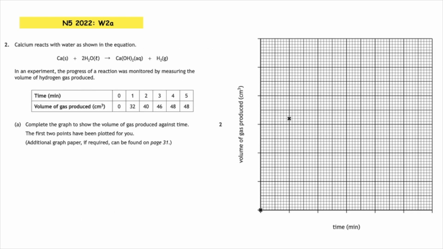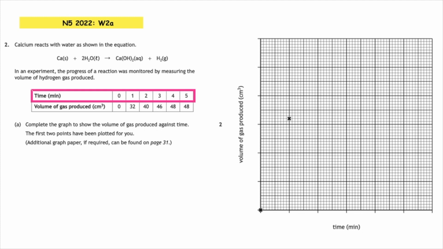Written 2A, calcium reacts with water as shown in the equation. In an experiment, the progress of the reaction was monitored by measuring the volume of hydrogen gas produced. Part A asks us to complete the graph to show the volume of gas produced against time. The first 2 points have been plotted for you.